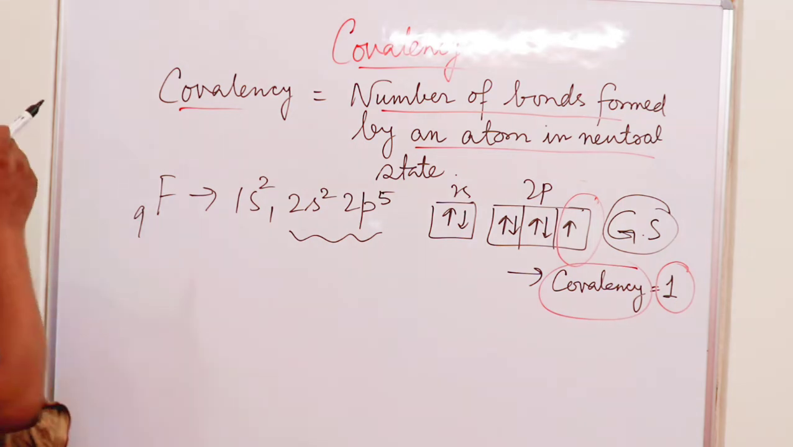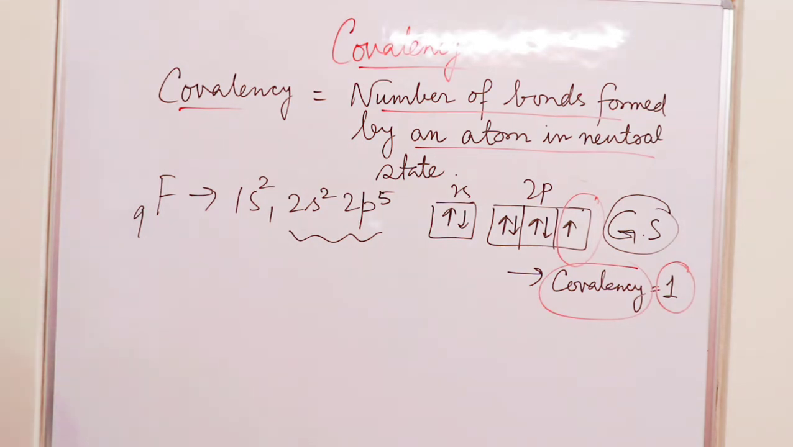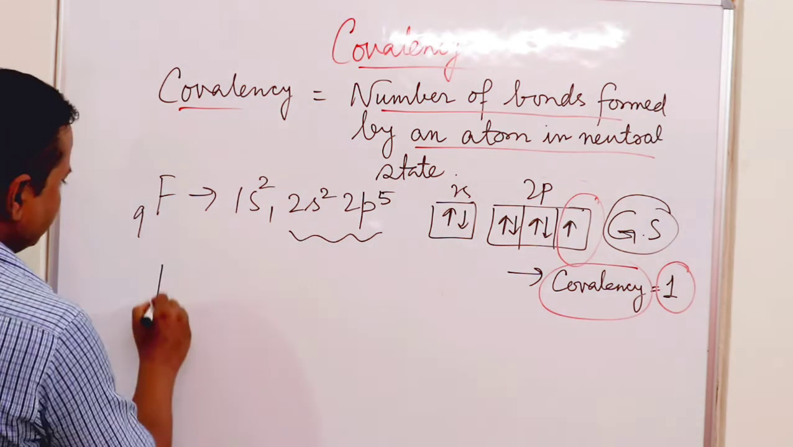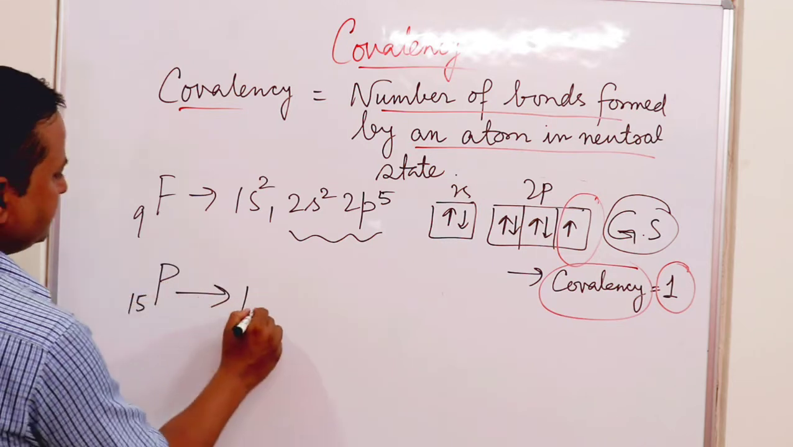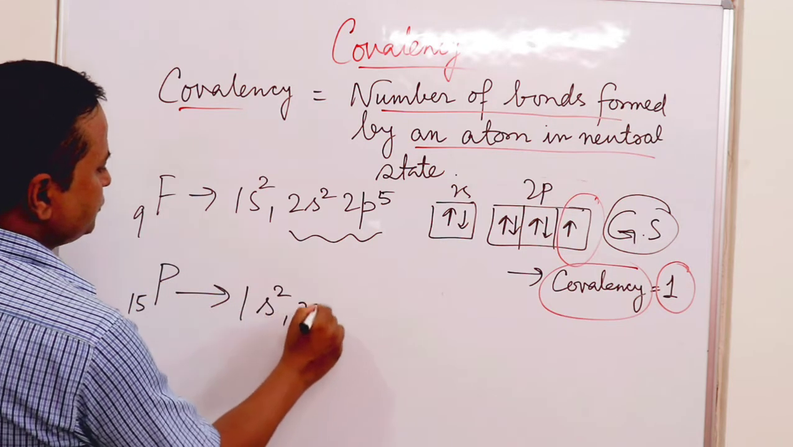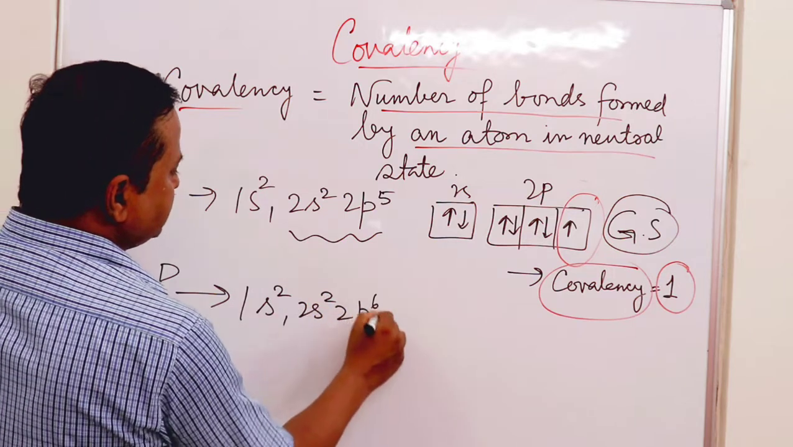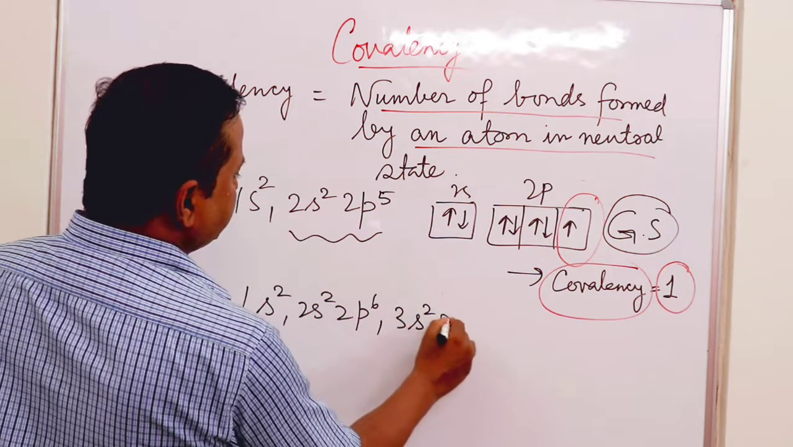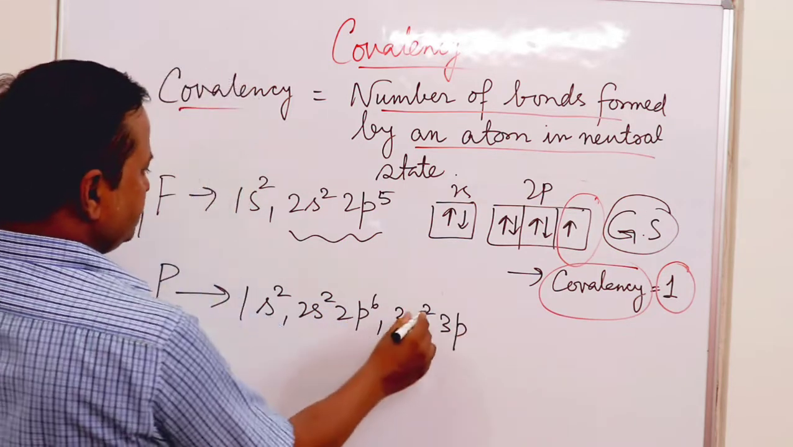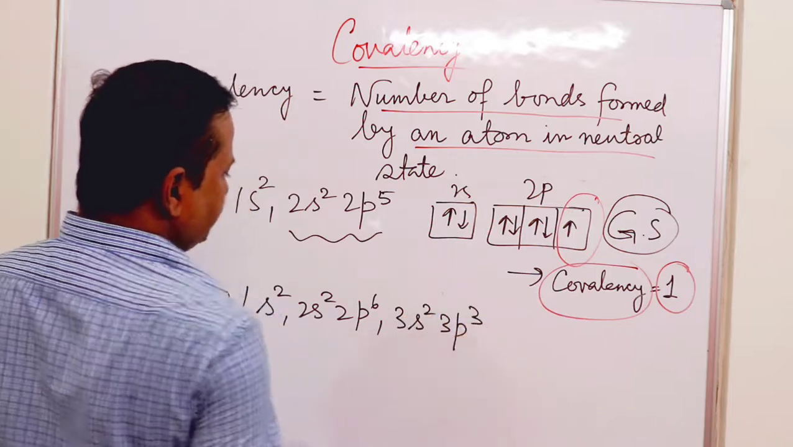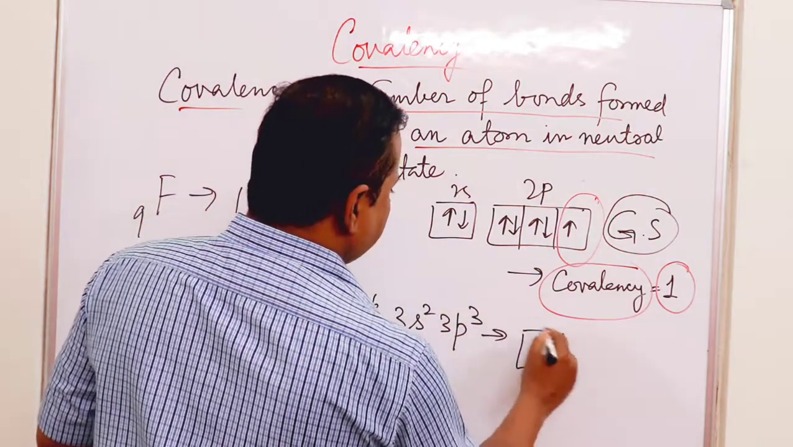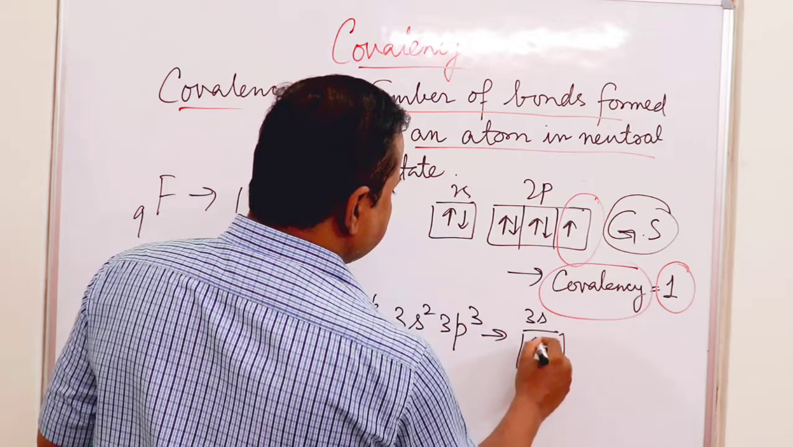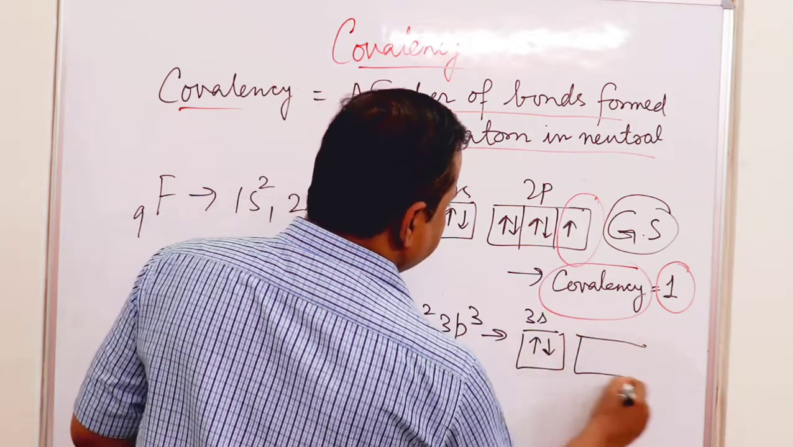Now let's move on to the next element, that is phosphorus. Phosphorus is 15, 1s2, 2s2, 2p6, 3s2, 3p3. So this is the configuration in ground state. So in ground state we have 3s and 3p.